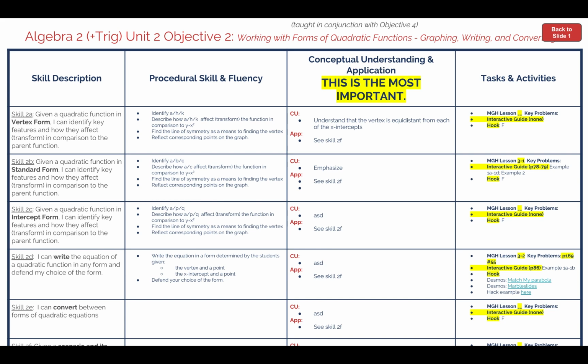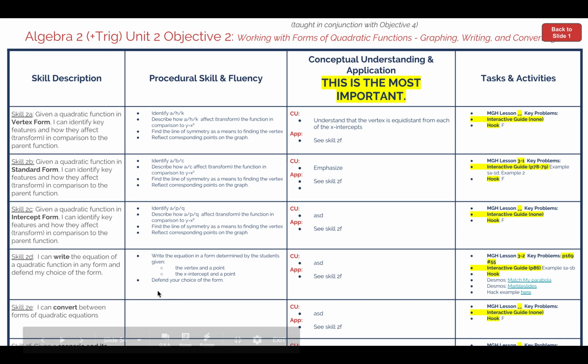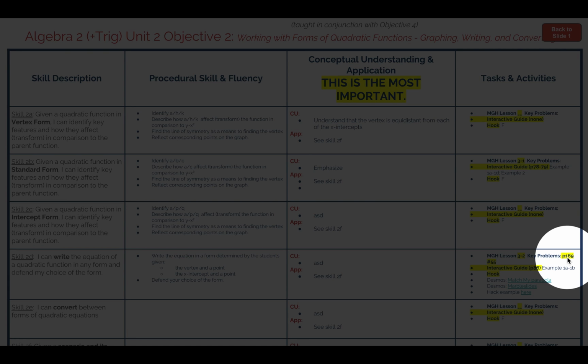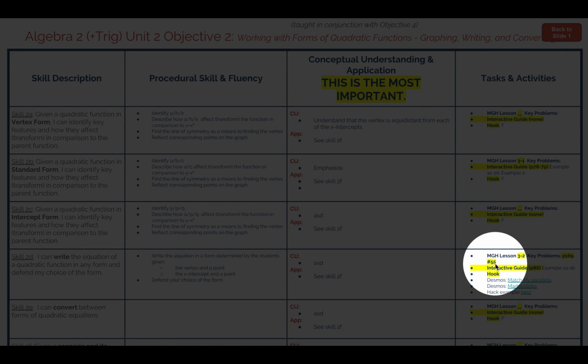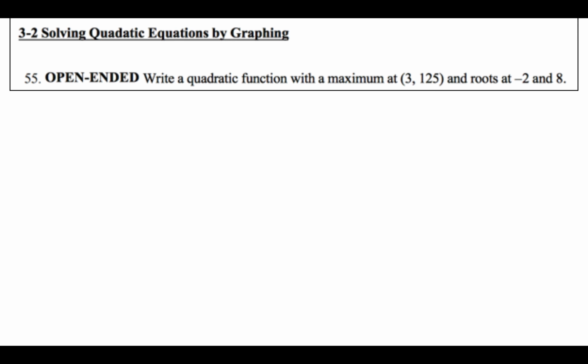I'm using this video just to share a little bit of my thinking through hacking a McGraw-Hill textbook problem. So you'll notice I'm in the Algebra 2 unit here, looking at Skill 2D, and I noticed there's a textbook page 169, question 55 to address this skill. The skill is: I can write the equation of a quadratic function in any form and defend my choice of the form. The problem says, write a quadratic function with a maximum at (3, 125) and roots at -2 and 8. So here's my solution and what I noticed.